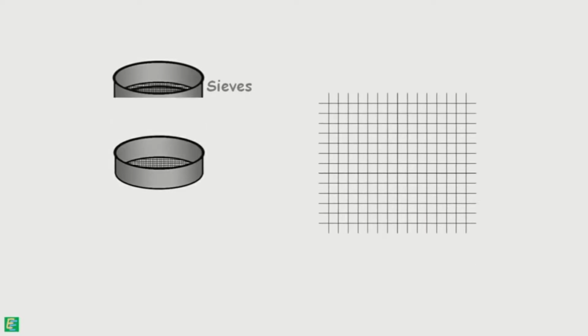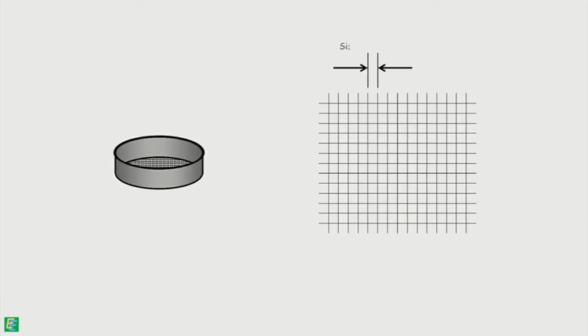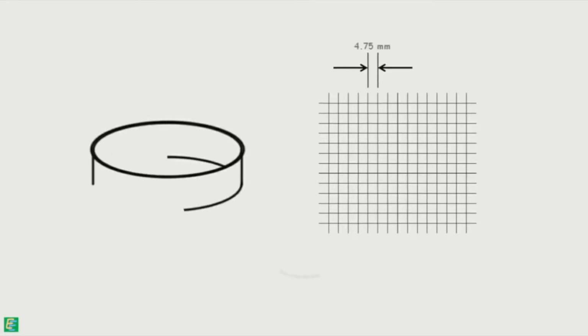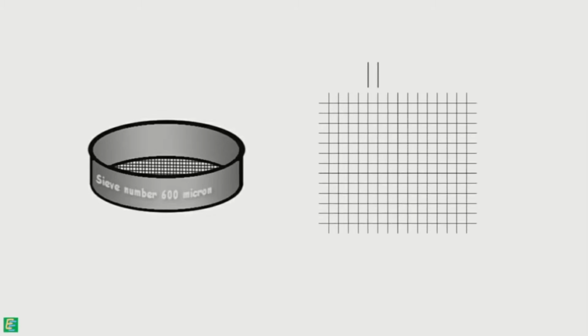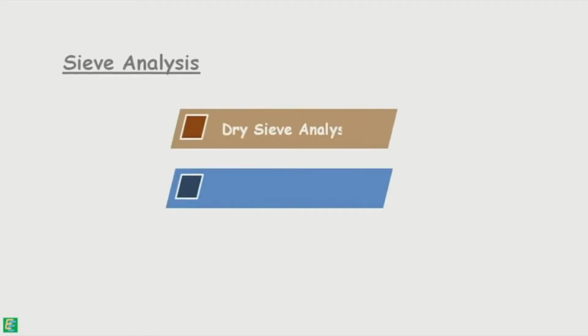The size of these openings gives the sieves their name, which is called the sieve number. A sieve with a mesh opening of 4.75 mm is designated as a 4.75 mm sieve. Similarly, a 600 micron sieve refers to a sieve which has a mesh opening of 0.600 mm. Sieve analysis itself is done in two ways. We have dry sieve analysis and wet sieve analysis.